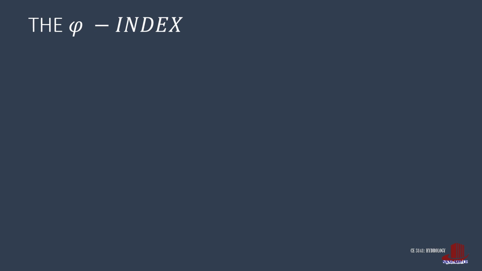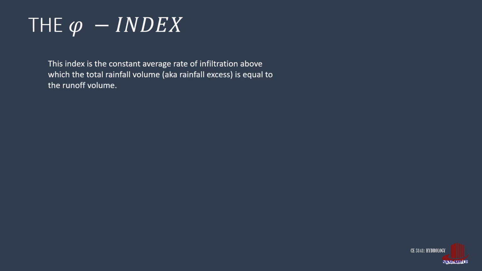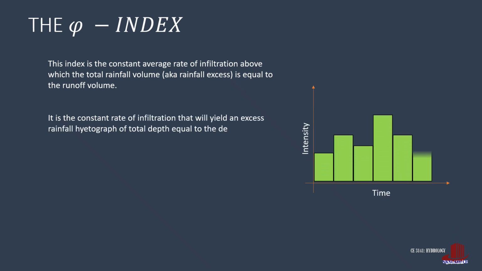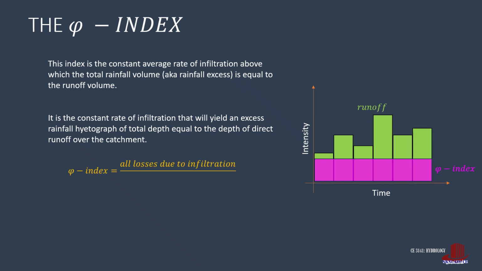Let's delve into the Phi index deeper. This index computes for the infiltration rate from the rainfall excess, which is taken as equal to the runoff volume. This method uses the hyetograph of the excess rainfall. So to place the description into a mathematical sentence, we can say that Phi index is the ratio of all losses due to infiltration and the duration of the rainfall. From the graph, we take the Phi index as the pink area over the duration of the rainfall.